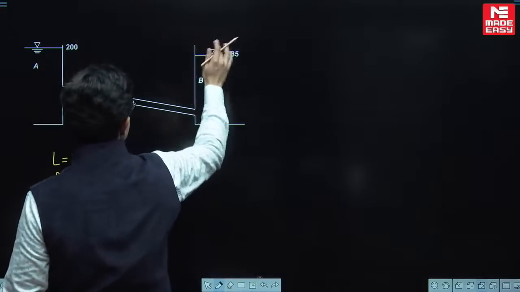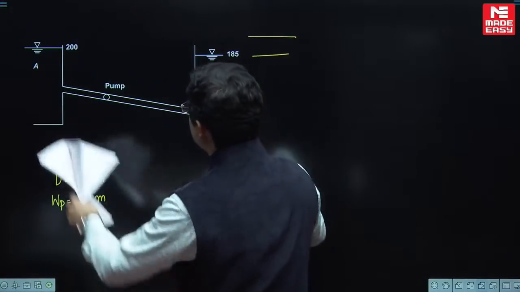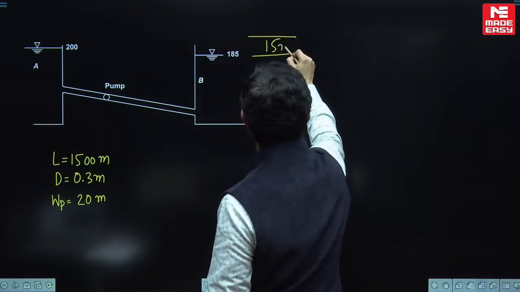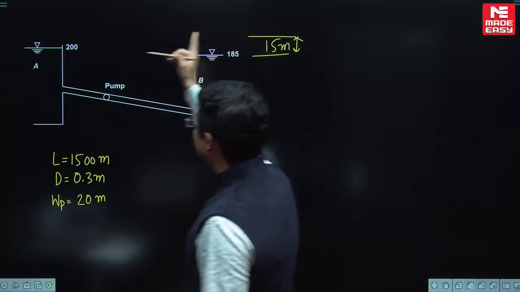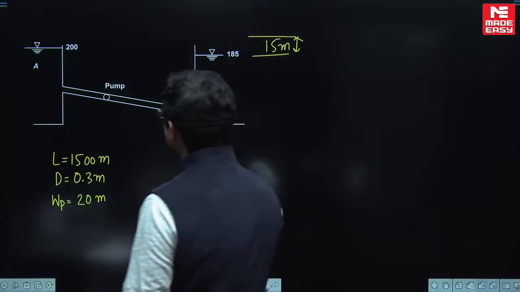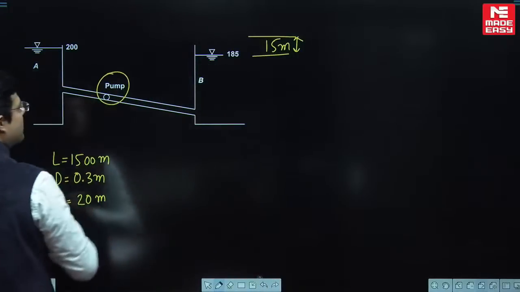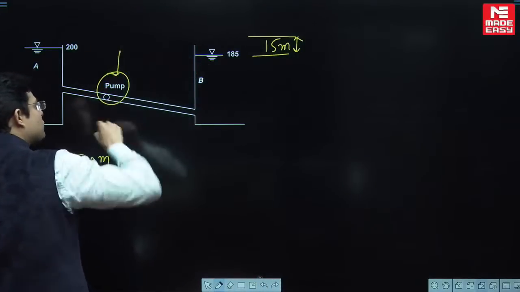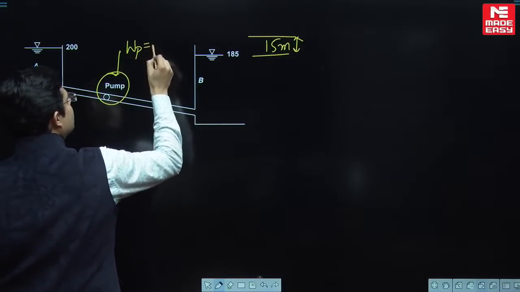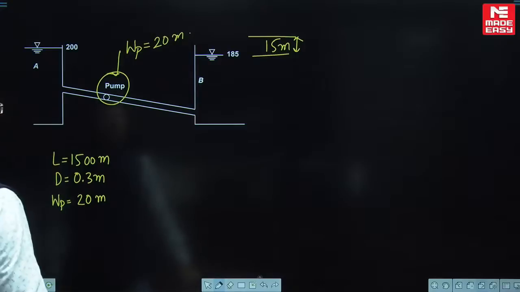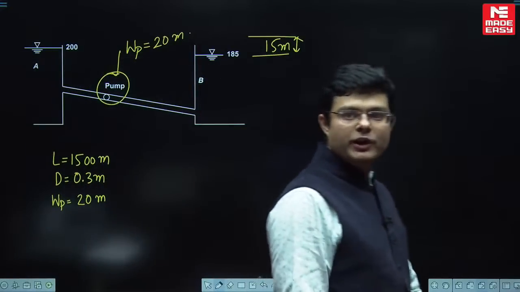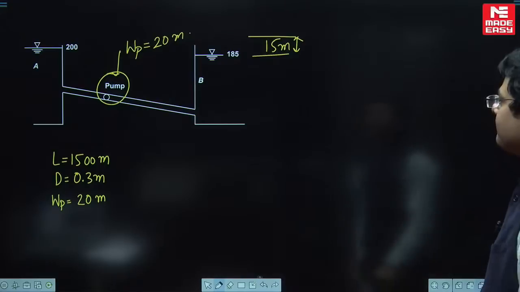There are these 2 reservoirs. The height difference between the reservoirs is 15 meter. And everybody knows this 15 will be able to overcome the losses in the pipe, but in between there is a pump given, and the pump is going to give energy to the fluid, and that is 20 meter. Getting my point, children? Yes, that is 20 meter.